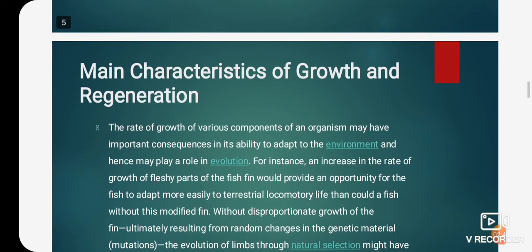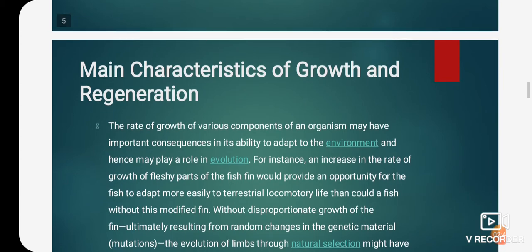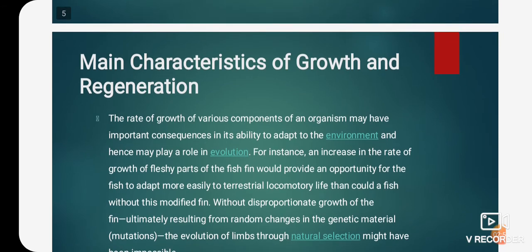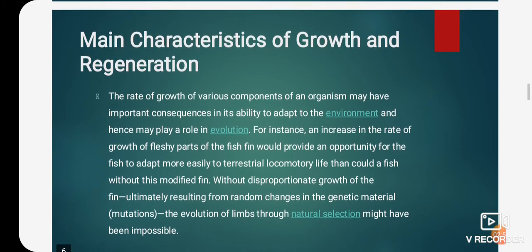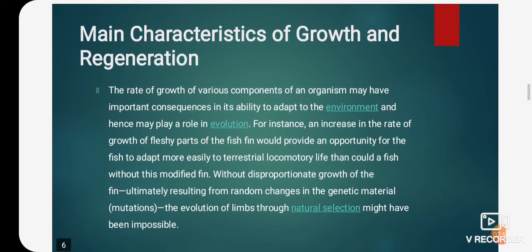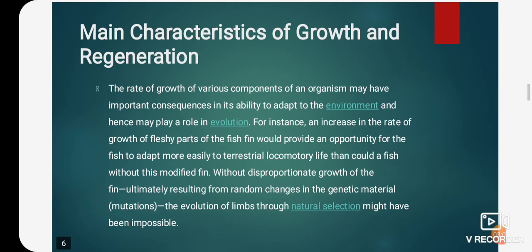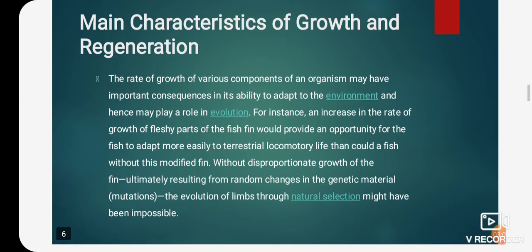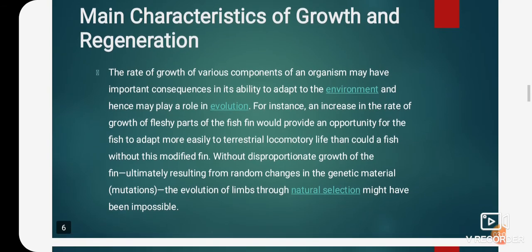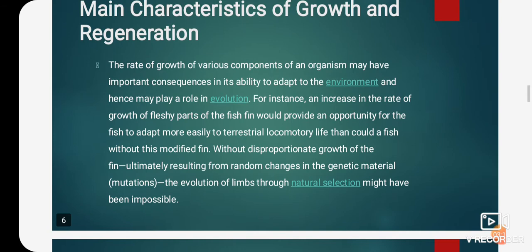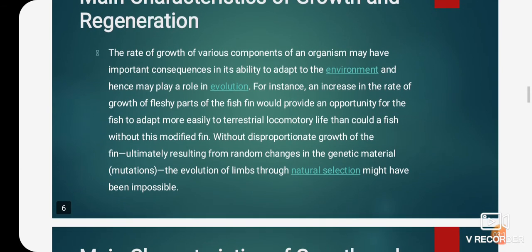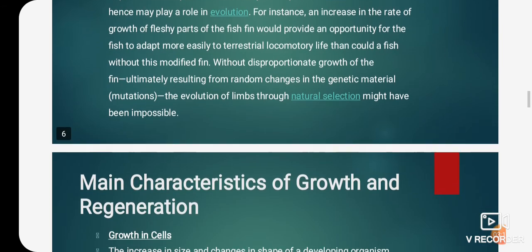For instance, an increase in the rate of growth of fleshy parts of the fish fin would provide an opportunity for the fish to adapt more easily to terrestrial locomotory life than could a fish without this modified fin. Without disproportionate growth of the fin, ultimately resulting from random changes in the genetic material, the evolution of limbs through natural selection might have been impossible.